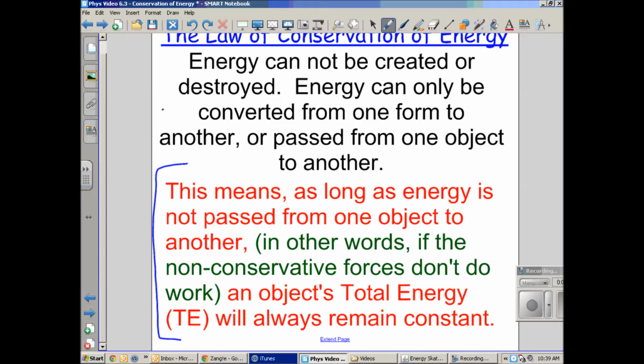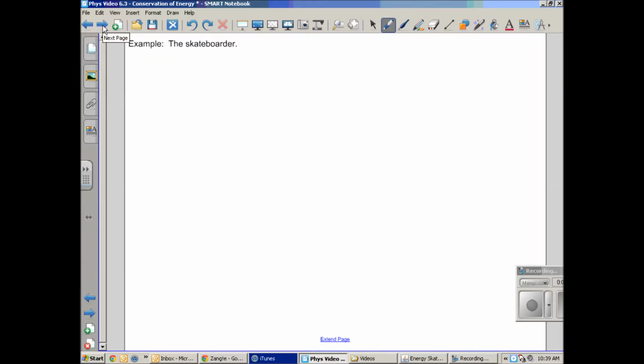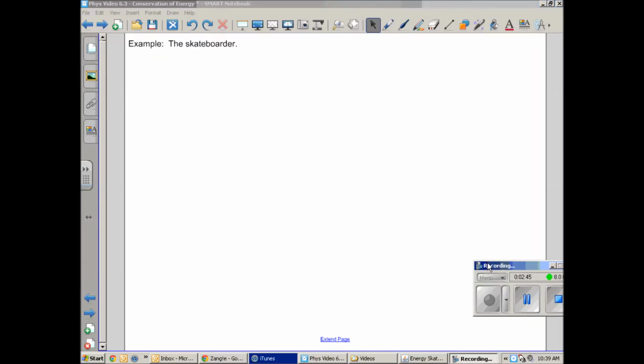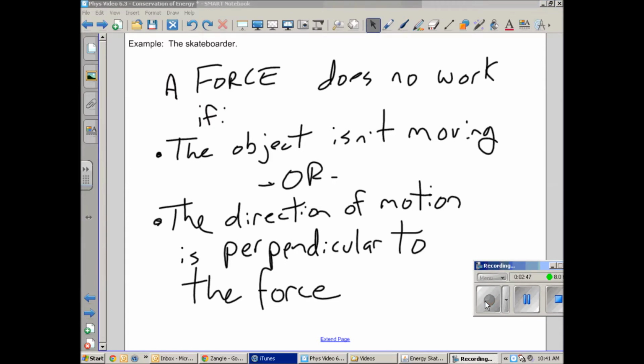So it's probably worth reviewing: when does a force not do work? How do you know if a force does no work? Well, a force does no work if either of these two things are true. Either the object isn't moving, or the direction of motion is perpendicular to the force.